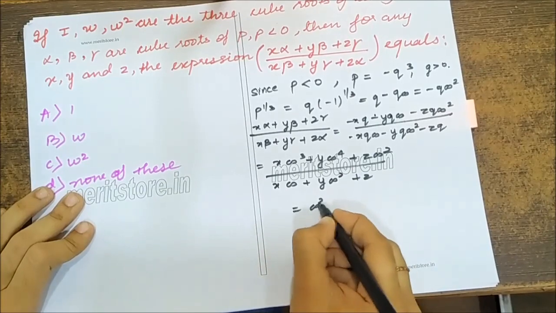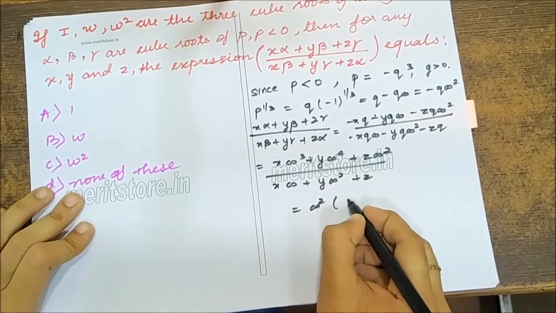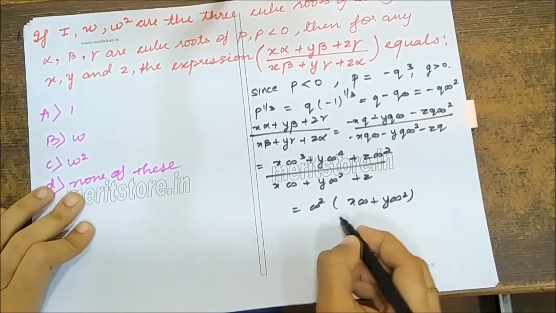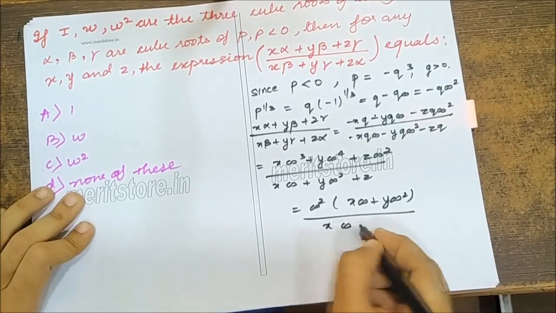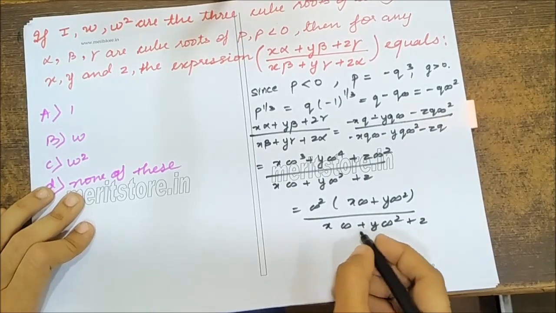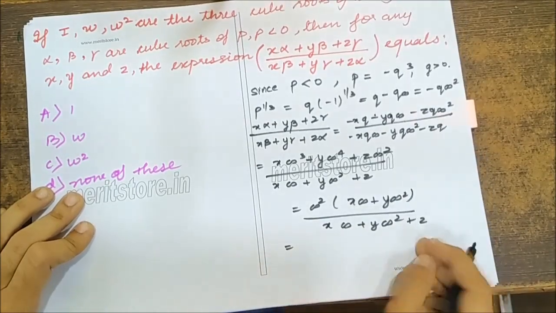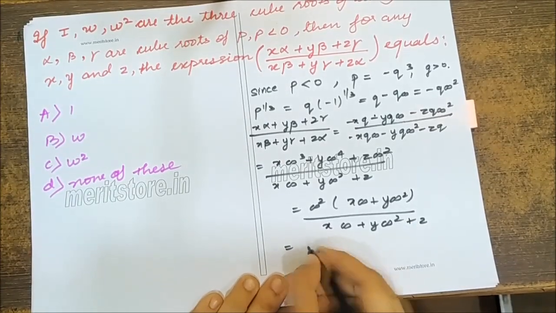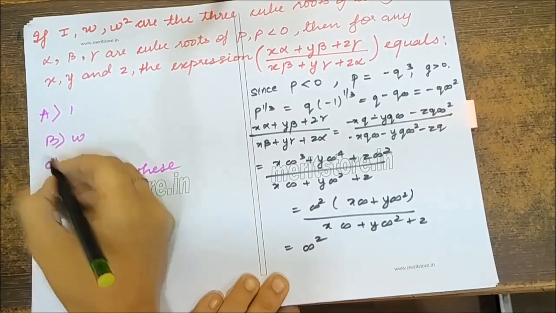So that is X plus Y upon X infinity plus Y infinity square plus Z. When I take common, you get this as infinity square.